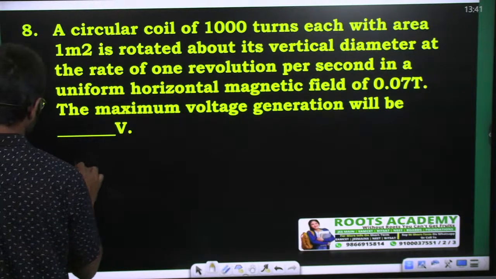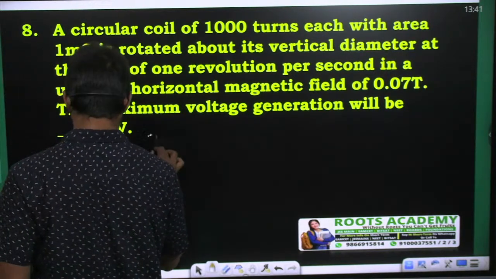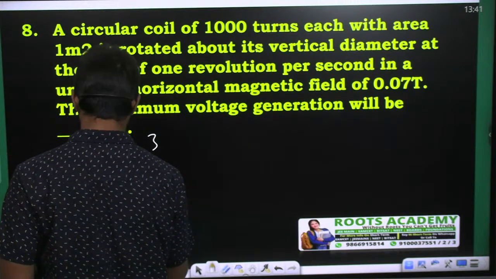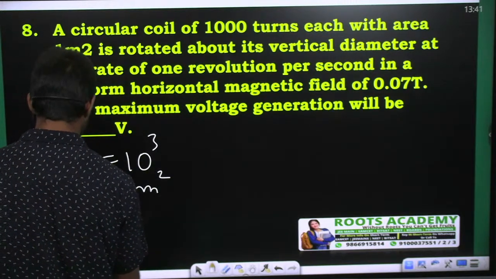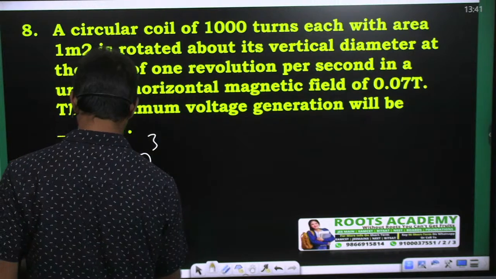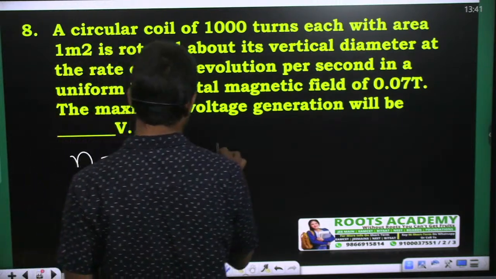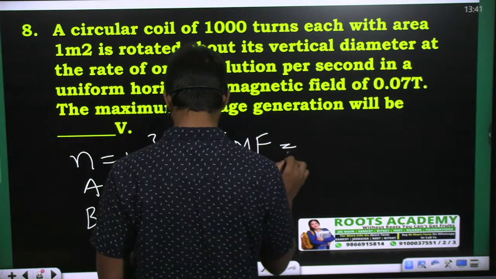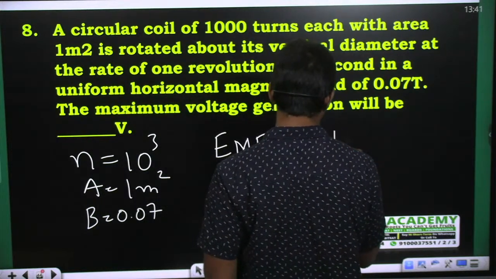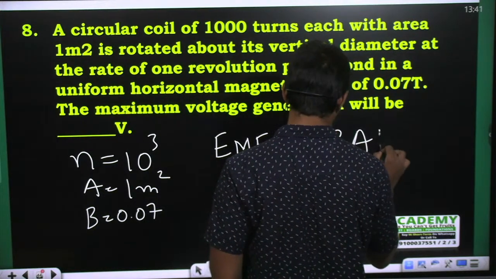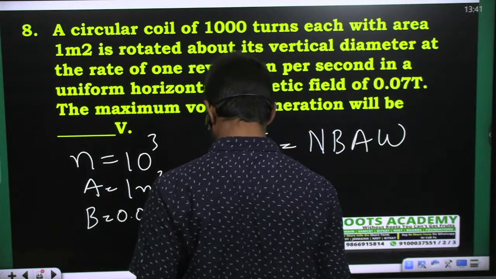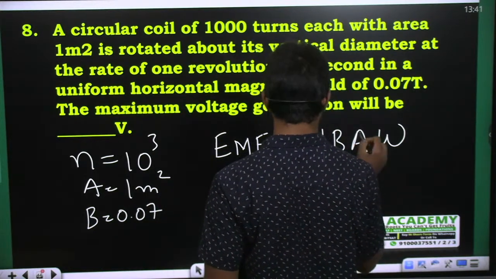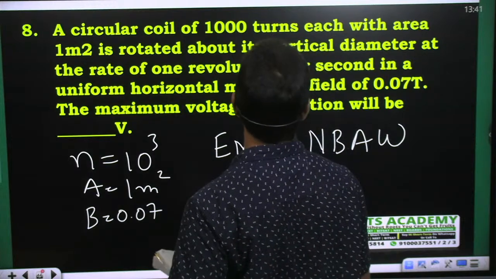See, N is 1000. Area is 1 meter square. B is 0.07. So this is a straight, direct formula. EMF generated is equal to N B A omega. If you substitute N 1000, B 0.07, area 1 meter square, omega.